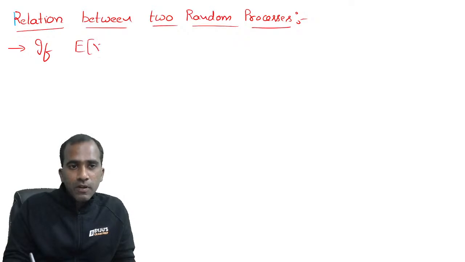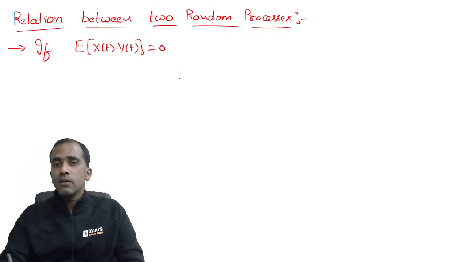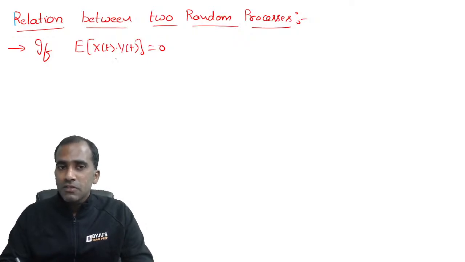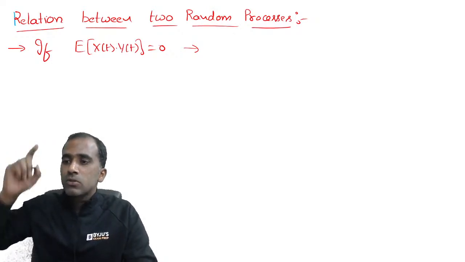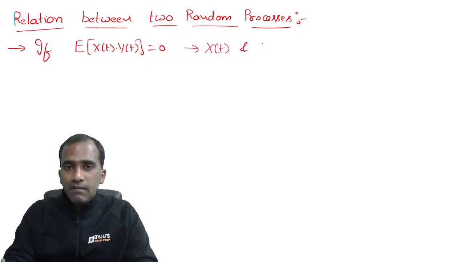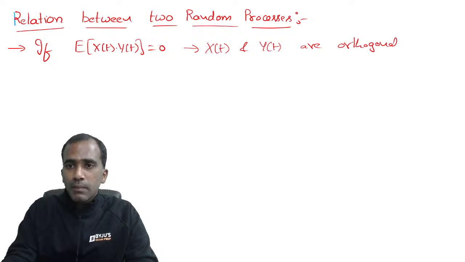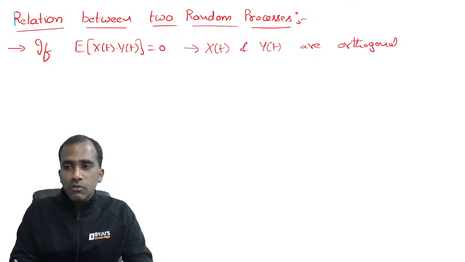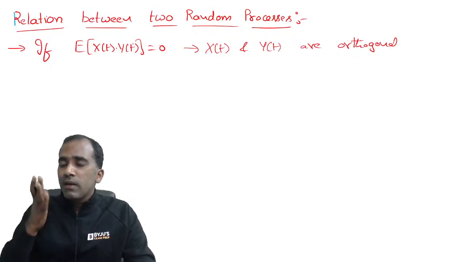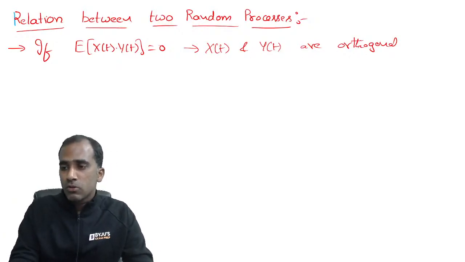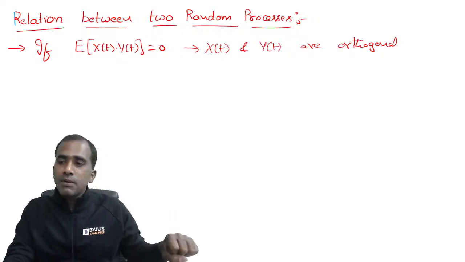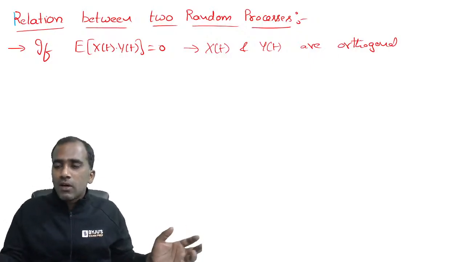If the expectation of x of t into y of t is 0, and we are talking about two different random processes here, x of t and y of t, if the average of their products is 0, what can we say? Same concept: expectation of x into y is 0, x and y random variables are orthogonal. Similarly, x of t and y of t are orthogonal. What I mean by this is, there are a lot of random variables in x of t, and a lot of random variables in y of t. All random variables in x of t are orthogonal to all random variables in y of t. That is the meaning of two random processes being orthogonal.